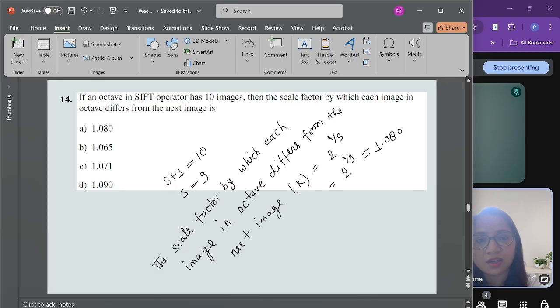So that makes option A the correct answer for this question. I hope you have understood this question. Now moving to the next question. Actually, we are running out of time, so I have to calculate a few more questions. Already we have solved this type of question.